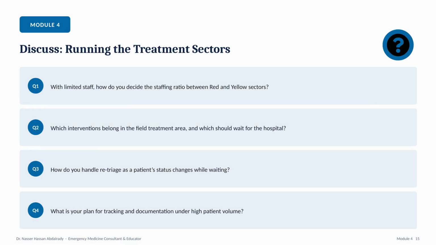A few questions to consider. With limited staff, how do you decide the staffing ratio between red and yellow sectors? Which interventions belong in the field treatment area, and which should wait for the hospital? How do you handle retriage as a patient's status changes while they're waiting? And what is your plan for tracking and documentation under high patient volume?